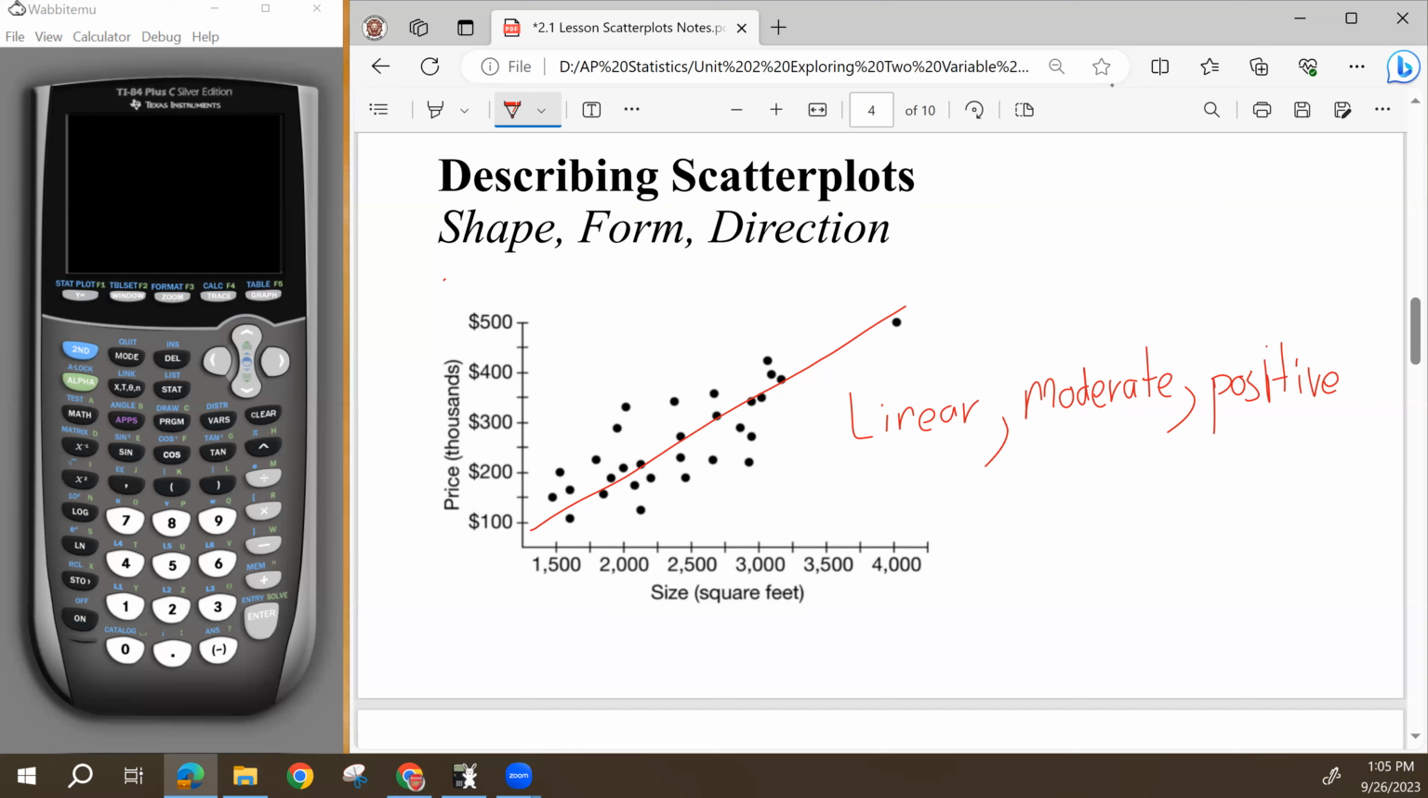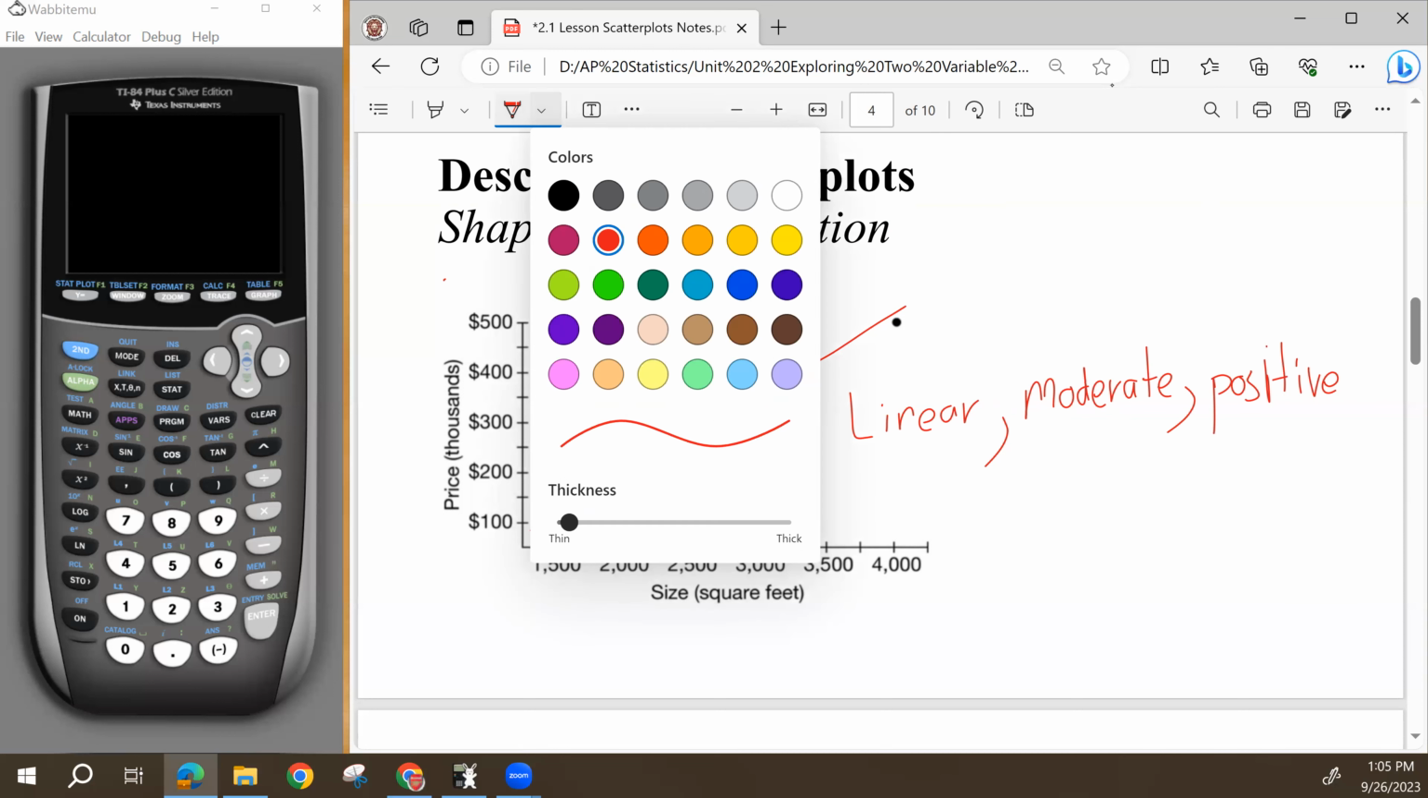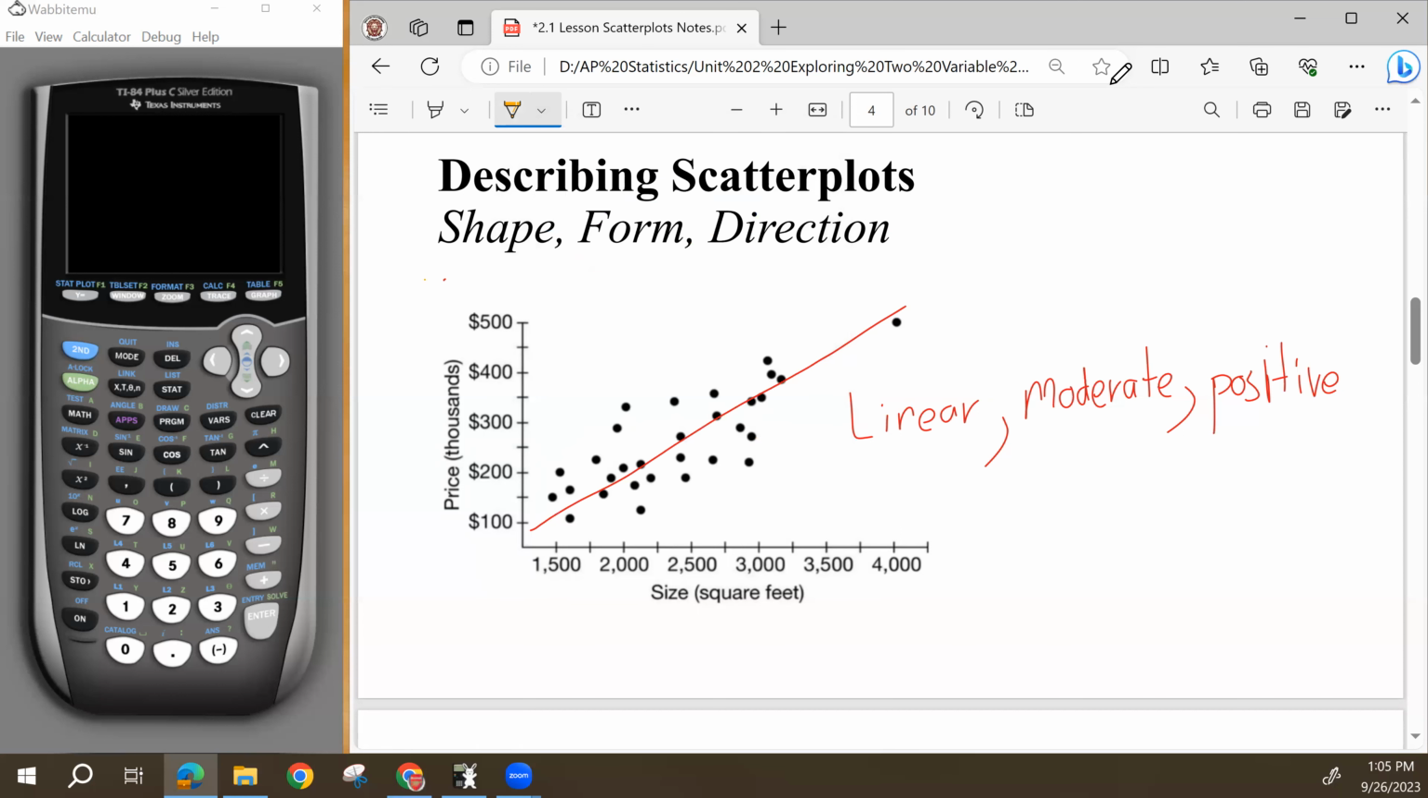And one thing that we had in our one variable data sets is there is a potential for an outlier. And an outlier is a point, I'm going to make one up here. An outlier is a point that would be far above or below.